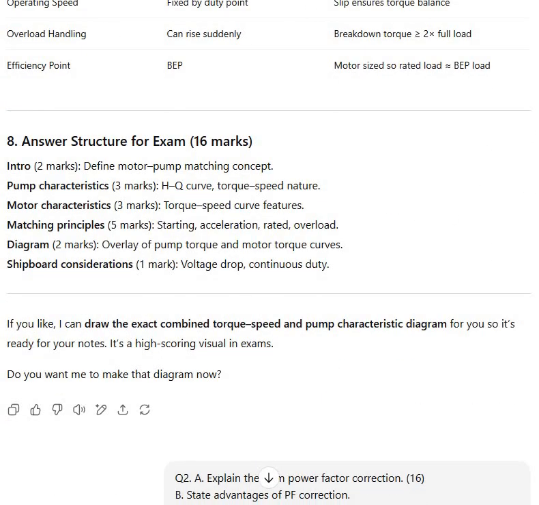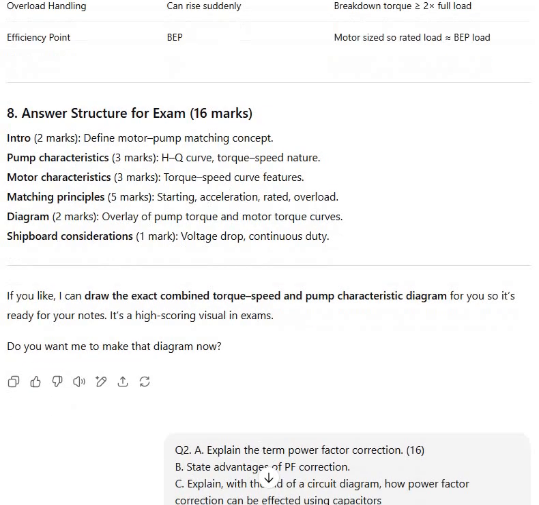Alright. So in this question, you have to divide it in such a way. First of all, 2 marks for the introduction, that is, you need to define the pump motor matching concept. What does it mean? Second is the pump characteristic. Talk a bit about the HQ curve and torque speed nature. Motor characteristic, again talk about the torque speed curve. Matching principles: starting, acceleration, rated, overload, and the diagram that I had shown you earlier, an overlay of pump torque and motor torque curves. Shipboard considerations: what all will you consider, voltage drop, continuous duty?